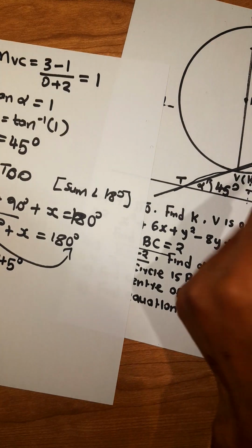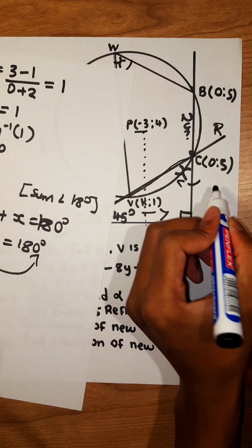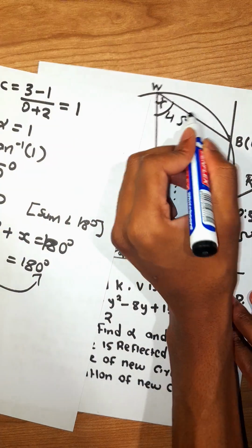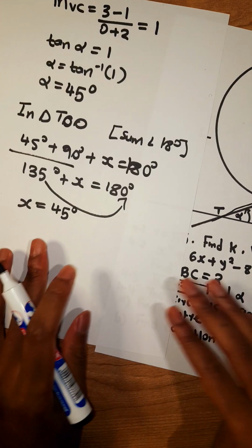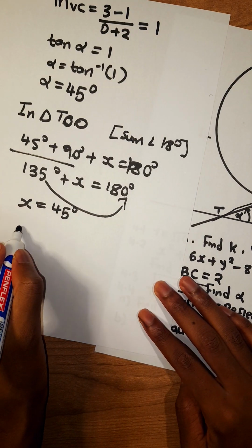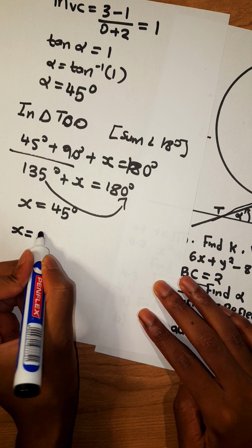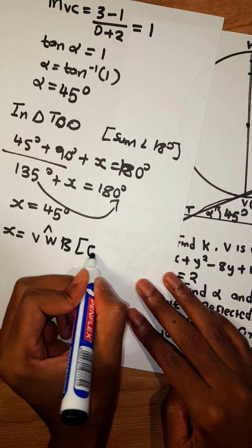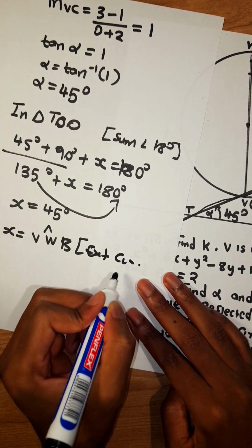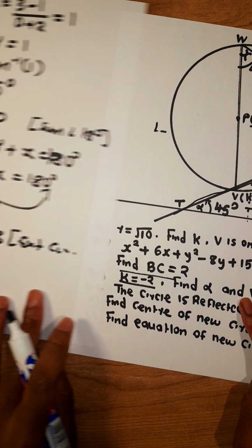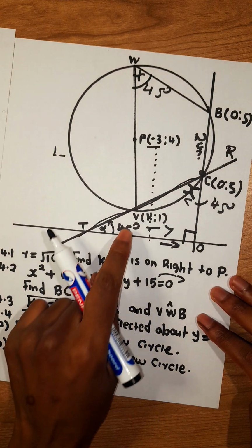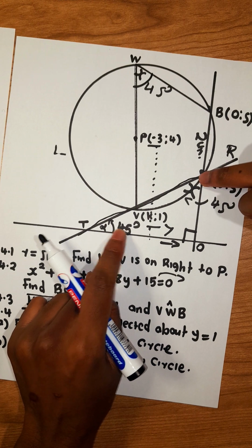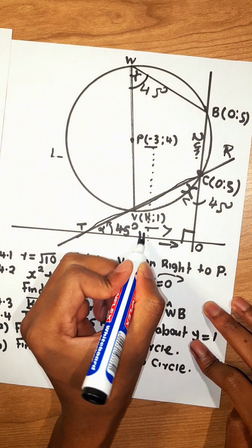Well, if the value of x is 45 degrees, let me just write it, it means that this angle as well is going to be 45 degrees. So what you want to say is, the angle x is going to equal the angle VWB, because the exterior angle of a cyclic quad equals the opposite interior angle. But there's something interesting that I noticed now. If this angle is 45 degrees, and again this angle is 45 degrees, it means that these two lines are going to be equal.